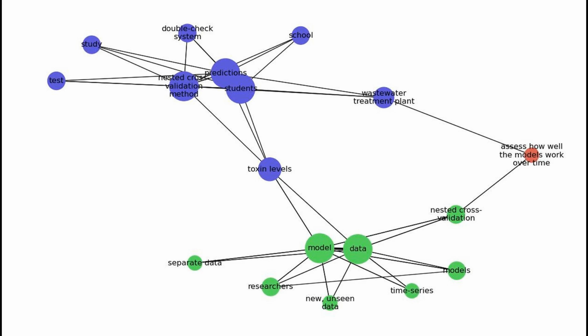By using this method, the researchers were able to evaluate the models more robustly. They could see how well the model predicted toxin levels at different times and under different conditions, so they could be more confident in its reliability. This thorough check helped ensure that the models would not just memorize the data they were trained on, but could generalize their predictions to new, unseen data. Overall, nested cross-validation contributes significantly by providing a rigorous way to assess how well the models work over time, which is essential when managing the dynamic and changing conditions at a wastewater treatment plant.